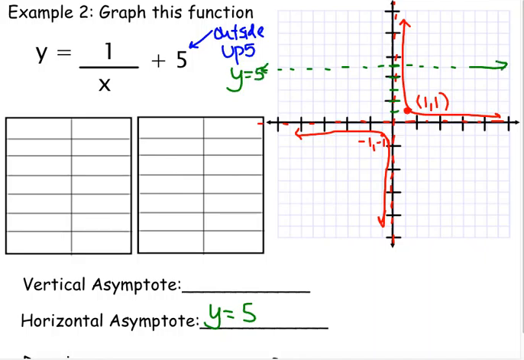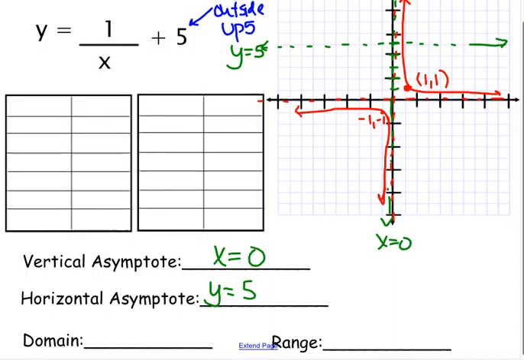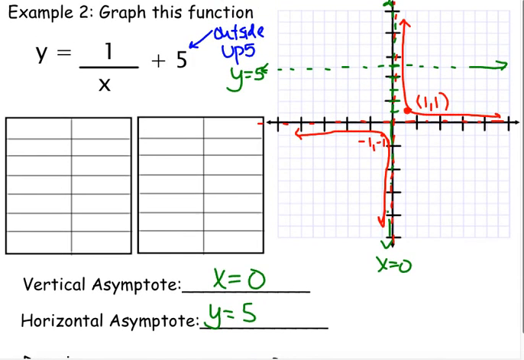Now, are we moving it right or left at all? No. So our vertical asymptote still stays at x equals 0. So we're still at x equals 0. All right. So now, remember those critical points, (1, 1) and (-1, -1). I'm just going to write them on my chart. (1, 1), (-1, -1) when we have our parent, 1 over x.